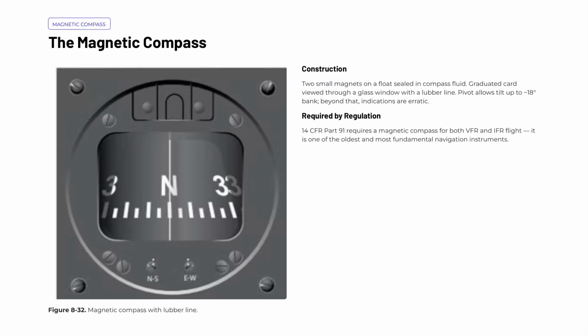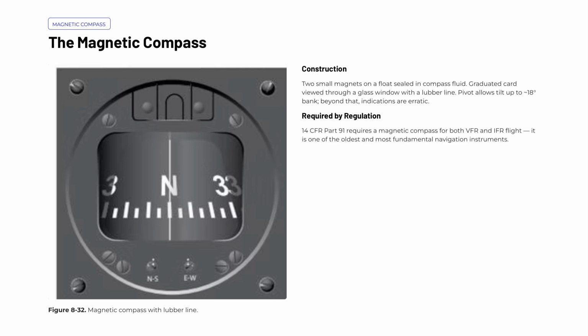The magnetic compass is one of the oldest and most fundamental navigation instruments in aviation, and it remains a regulatory requirement under 14 CFR Part 91 for both VFR and IFR flight. Despite advances in modern avionics, the magnetic compass serves as a critical backup and is always part of the required equipment list.